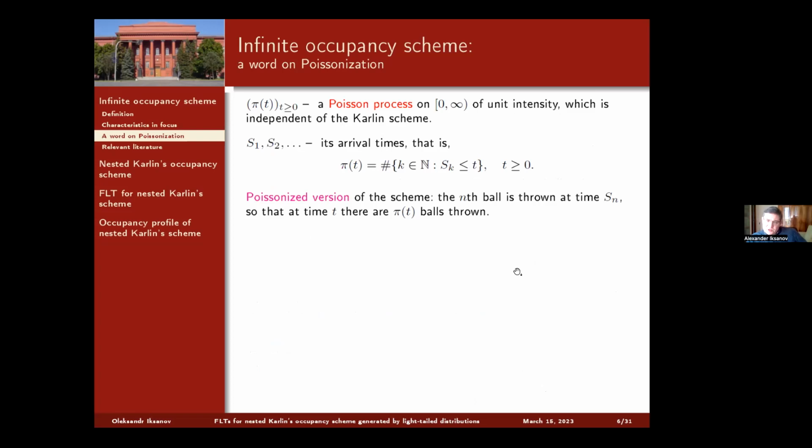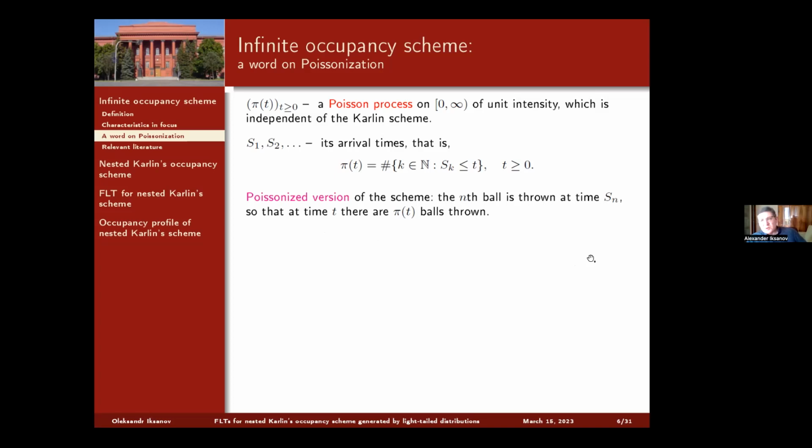There is another version of the Karlin scheme called Poissonized. In it, the first ball is thrown at time S1, the second ball at time S2, and so on. As a result, there are pi of t balls thrown by time t. There was no intrinsic time in the original deterministic version with n balls. However, we can artificially introduce time by saying that the k-th ball is thrown at time k.